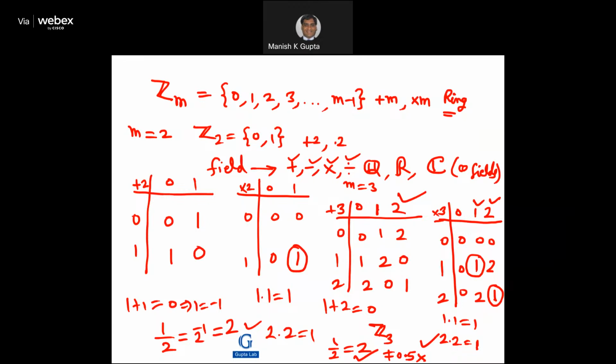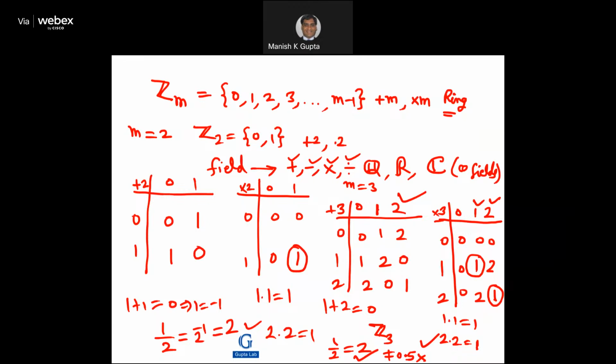Then for Z2, I can make these tables, and these tables are very easy for you to understand and grasp the whole idea. So if you make this table, plus, 0, 1, 0, 1, so I can say that 0 plus 0 is 0, 0 plus 1 is 1, 1 plus 0 is 1, and 1 plus 1 is 0. So this is addition. With respect to multiplication, we have 0 into 0 is 0, 0 into 1 is 0, 1 into 0 is 0, and 1 into 1 is 1. Now this is a field.